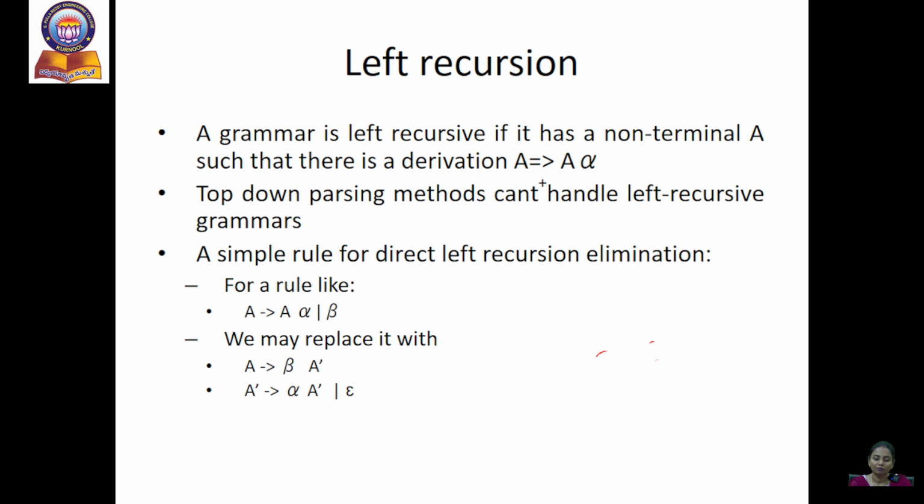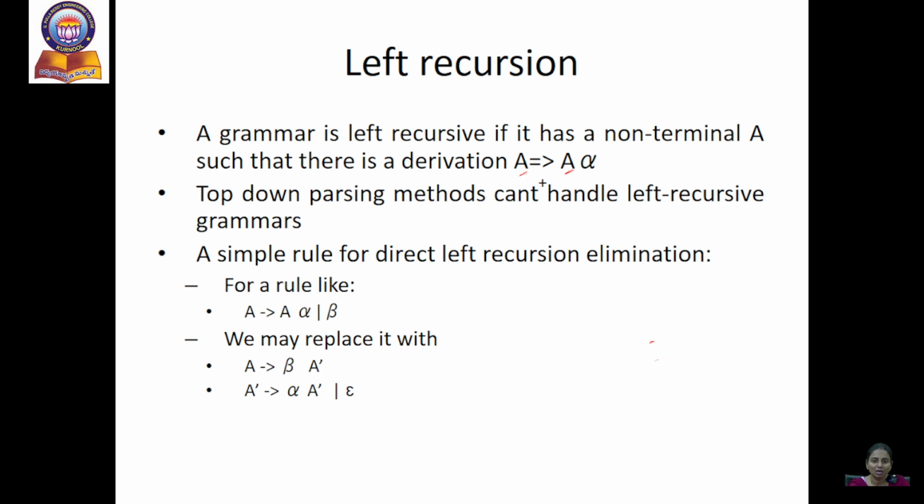Here I have taken one example, that is A derives A alpha. A is a non-terminal here and A is a non-terminal there. Both are the same non-terminal on the LHS and immediately on the RHS, so we call it immediate left recursion or direct left recursion. Such productions cannot be used in any method of top-down parsing. So if the grammar is like this, first of all we have to remove the left recursion from the grammar, and then proceed with any method.